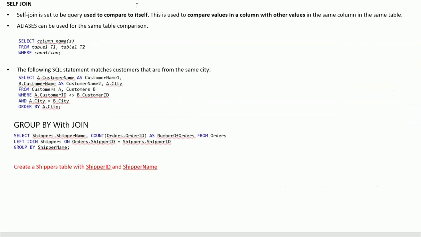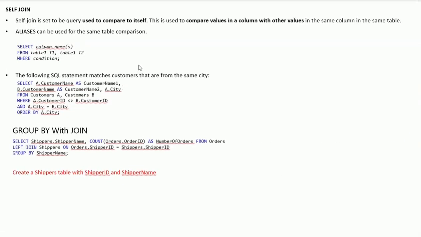Now let's come to the self join. A self join is generally done to query the same table, or to compare the value of one column with another value of the same column in the same table. That is what the self join is for.